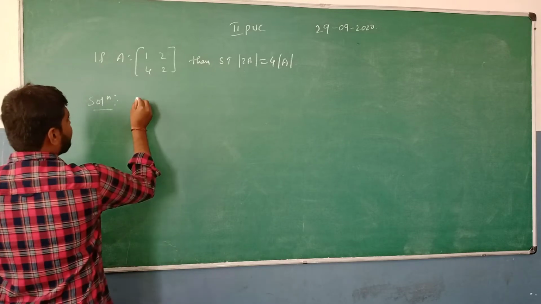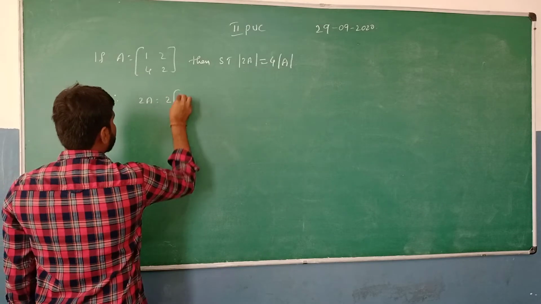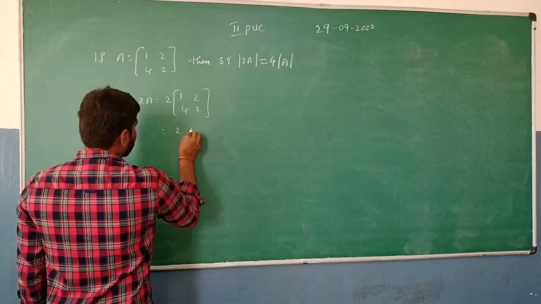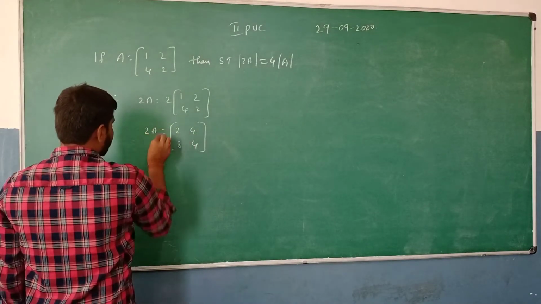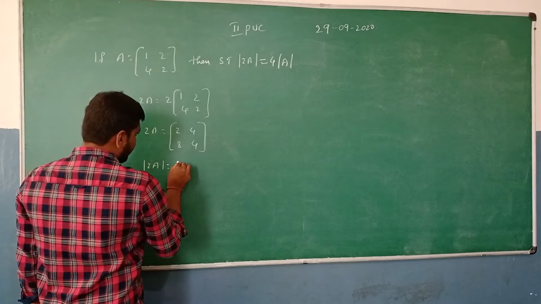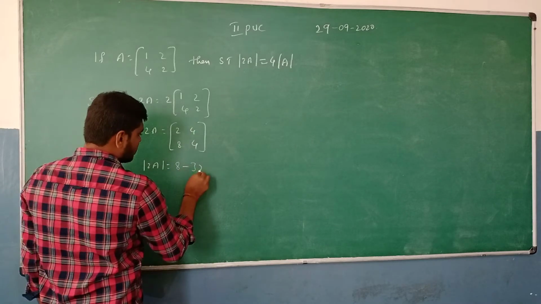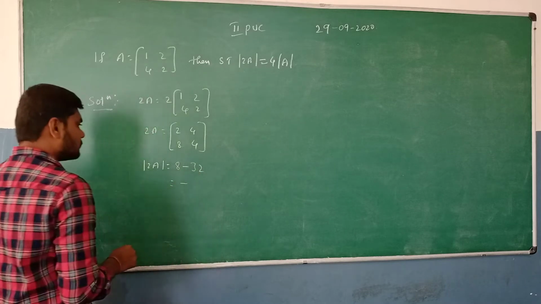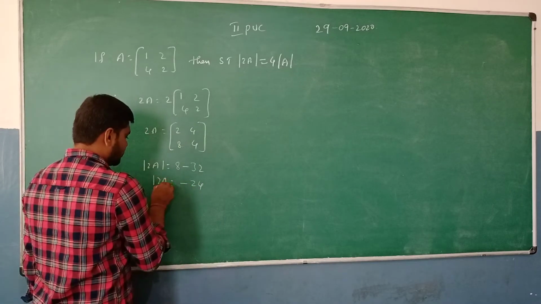So determinant of 2A is nothing but first we need to find 2A. So that's going to be 2 into 1 2 4 2, so that is going to be 2 4 8 4, which is 2A. Then determinant of 2A is nothing but 8 minus 8 4s are 32, so that's going to be 8 minus 32, which is minus 24. So determinant of 2A is nothing but minus 24.